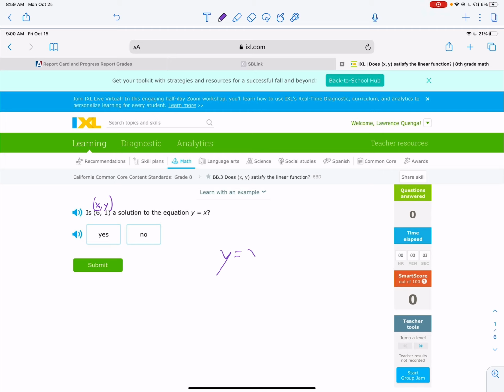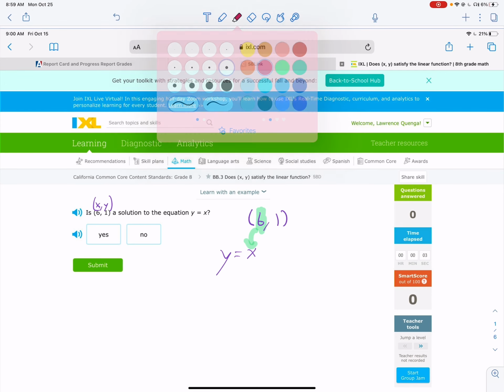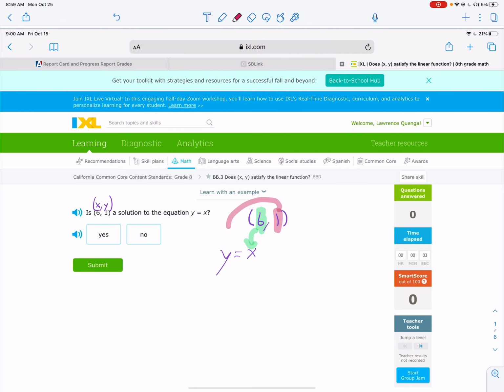Now we can rewrite our point over here. Instead of y equals 6, we need to plug 6 in for x. So this will go right here, and we will plug 1 in for y. We're going to plug this into our equation because it wants to know, is this a solution to the equation? Well, if it is, both sides will equal each other.